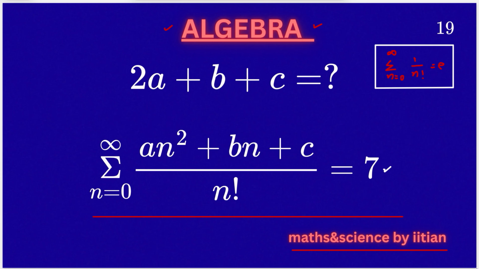Let us try to solve this. It's a very good example, and ABC can be any value like 3n square plus 5n plus 18. For any value of ABC, if this sigma n is equal to 0 to infinity (an square plus bn plus c) by factorial n is equal to some value 7, then we can easily find the value of 2a plus b plus c is equal to how much on real line.